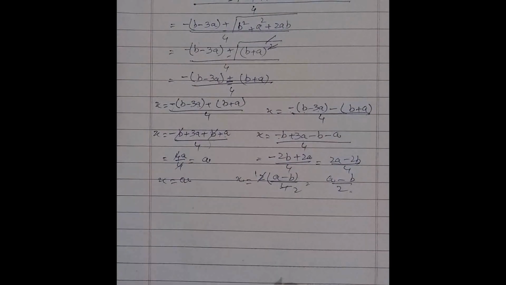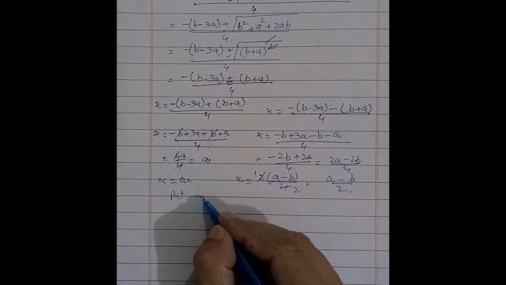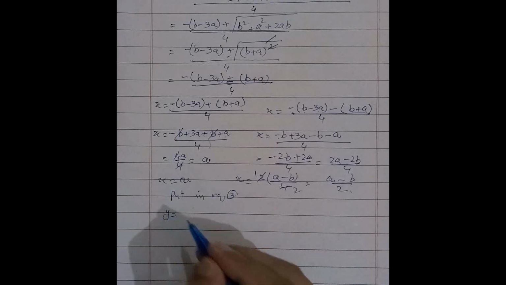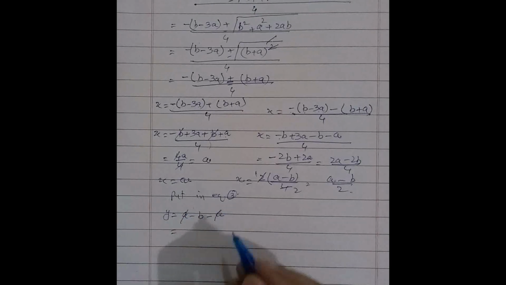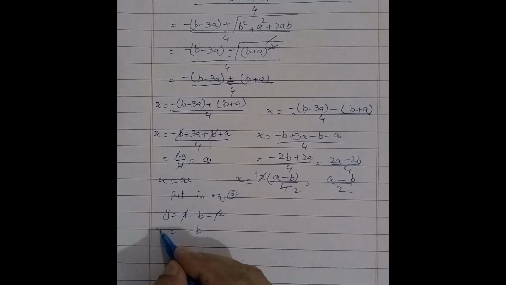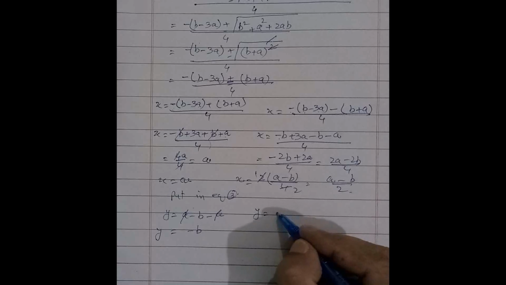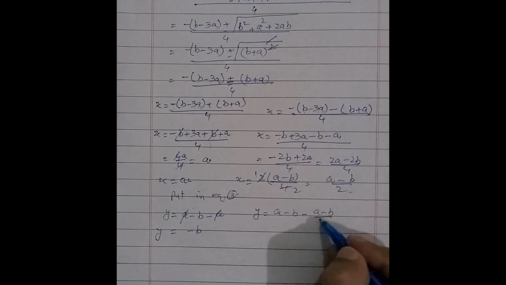Now we put the values of these two x in equation third and get the value of y. Put x equal to a in equation third, we get y is equal to a minus b minus a. This a cancels with a, we get minus b. y is equal to minus b, and the other value of y is equal to a minus b minus (a minus b) over 2.